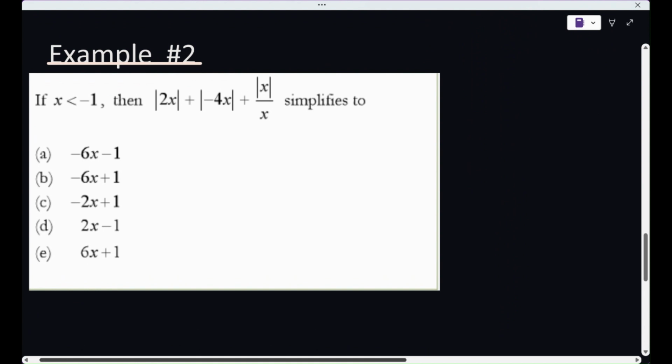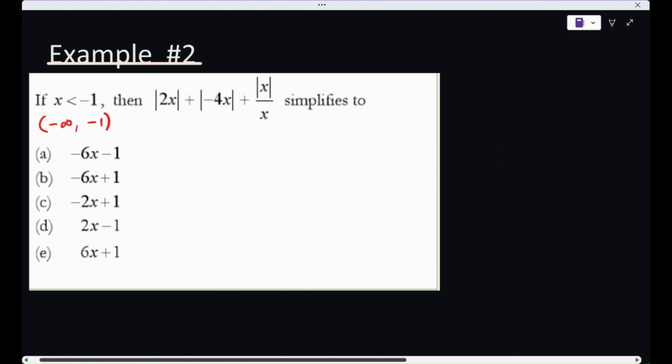Number 2. Number 2 is similar. Use the same condition, but here you have to see what is x? x is any number between minus infinity and minus 1. So you can take any number here as your test point. So for example, you can take a number less than -1. You can take -2, right? So let's take x to be -2.